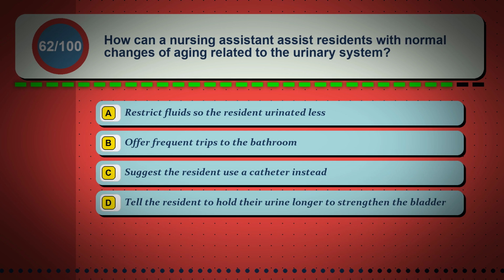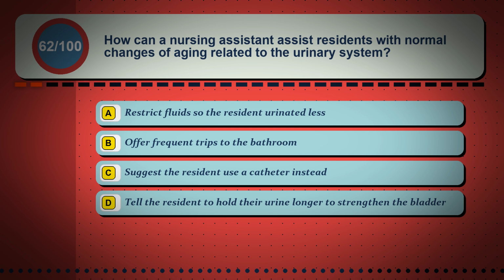Question 62. How can a nursing assistant assist residents with normal changes of aging related to the urinary system? Option A. Restrict fluids so the resident urinated less. Option B. Offer frequent trips to the bathroom. Option C. Suggest the resident use a catheter instead. Option D. Tell the resident to hold their urine longer to strengthen the bladder.